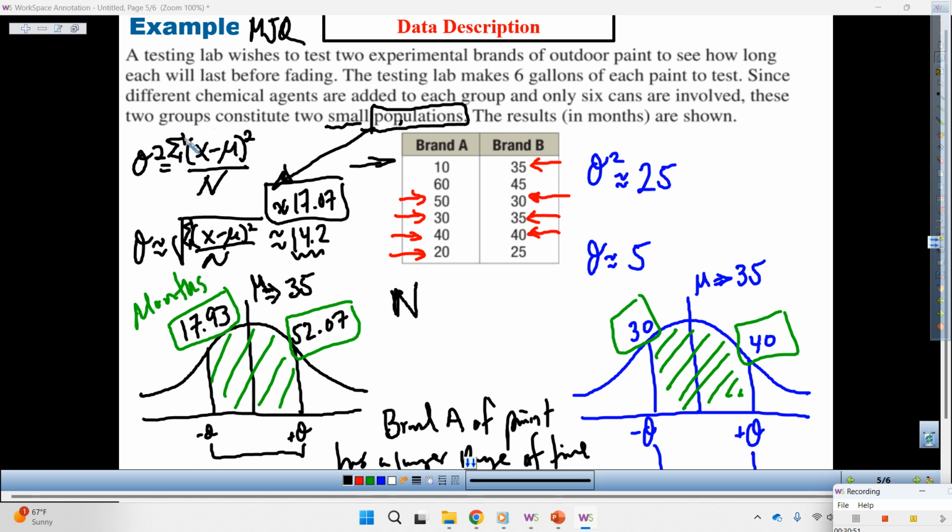I forgot right here in the formula, guys, to write the sigma for the sum for both. Sorry. There they are.